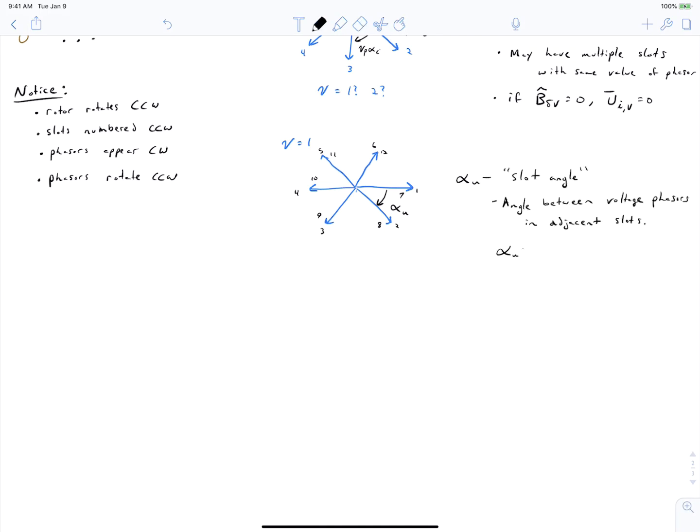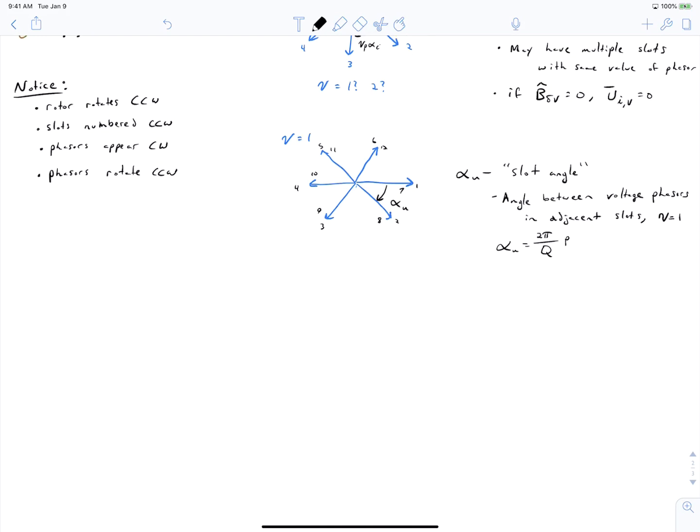And alpha u is calculated as 2 pi divided by our number of slots and then multiplied by our number of poles. And this is specifically defined for the harmonic v equals 1 for our fundamental. And this is a useful tool for when you're trying to draw your star of slots. If you calculate alpha u first, then you know how to space your phasors.